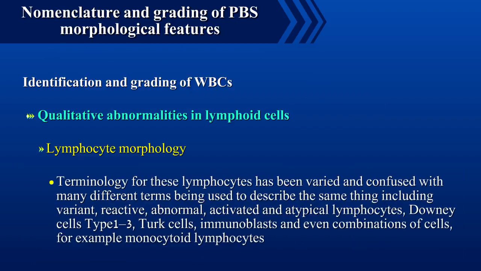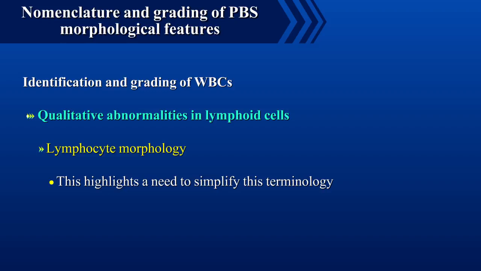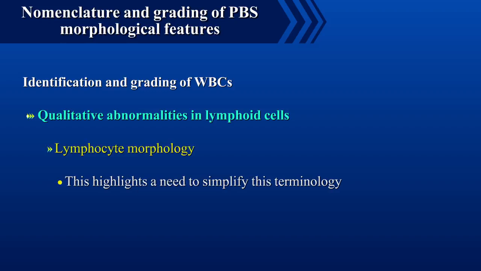Terminology for these lymphocytes has been varied and confused, with many different terms being used to describe the same thing, including variant, reactive, abnormal, activated and atypical lymphocytes, Downey cells type 1 to 3, Turk cells, immunoblasts, and even combination of cells, for example monocytoid lymphocytes. This highlights a need to simplify this terminology.